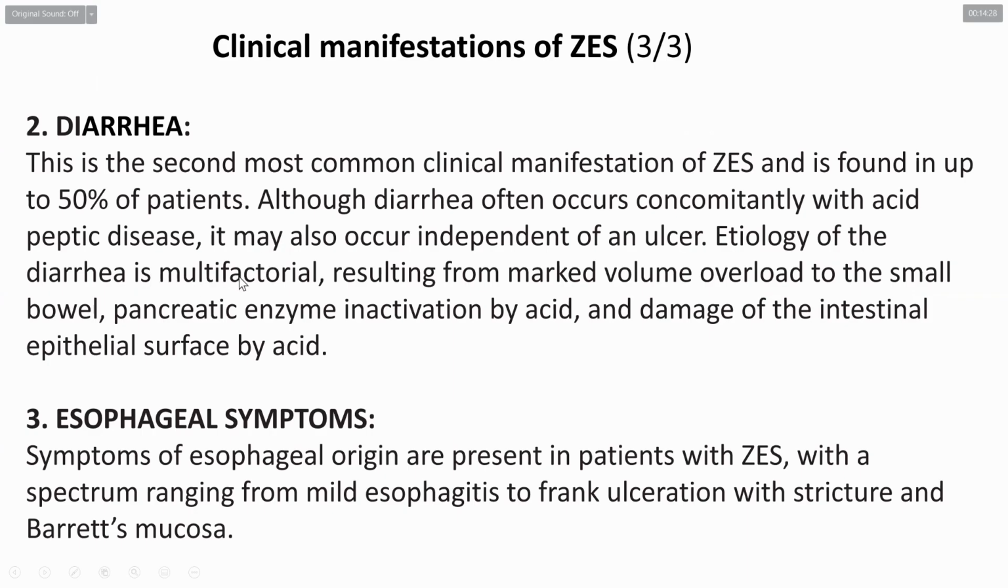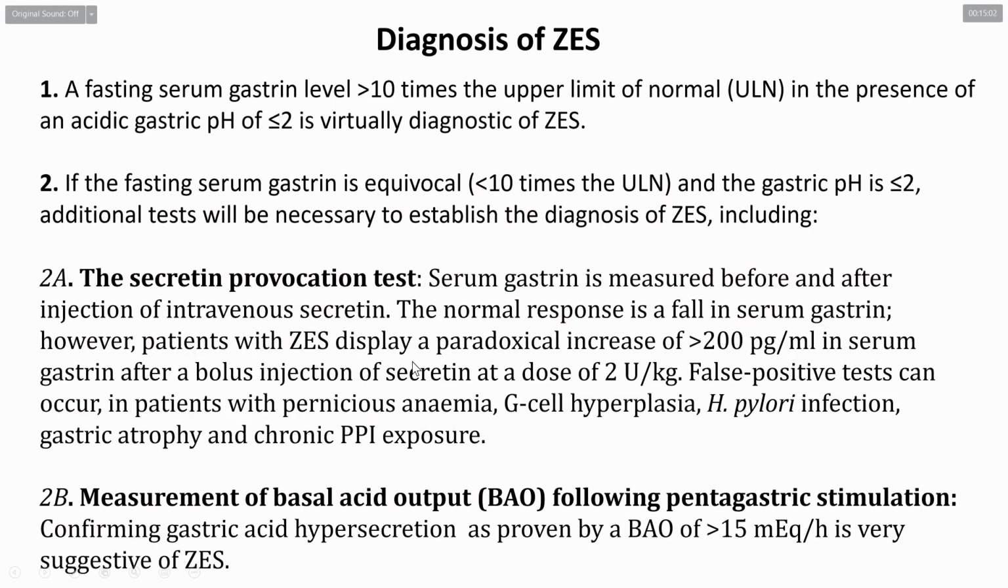Why does diarrhea take place? We don't know exactly, but we believe that the high volume of acid secreted from the stomach into the small bowel leads to pancreatic enzyme inactivation. It burns the pancreatic enzymes and damages the intestinal epithelial surface with the acid. All of these are factors contributing to non-bloody diarrhea. Esophageal symptoms are self-explanatory: reflux due to hyperacidity, volume, and a very acidic stomach. How do we diagnose it?